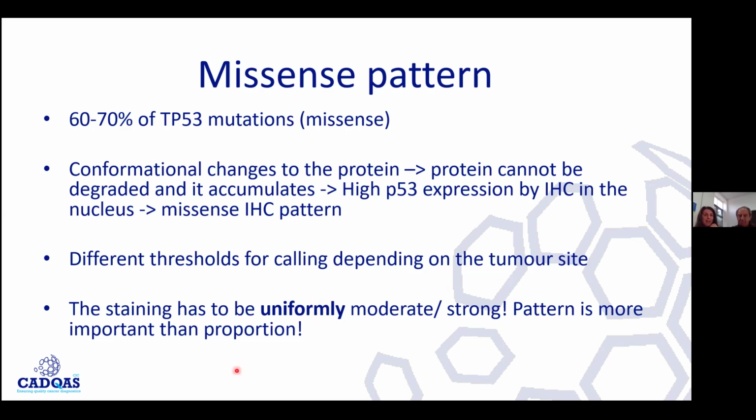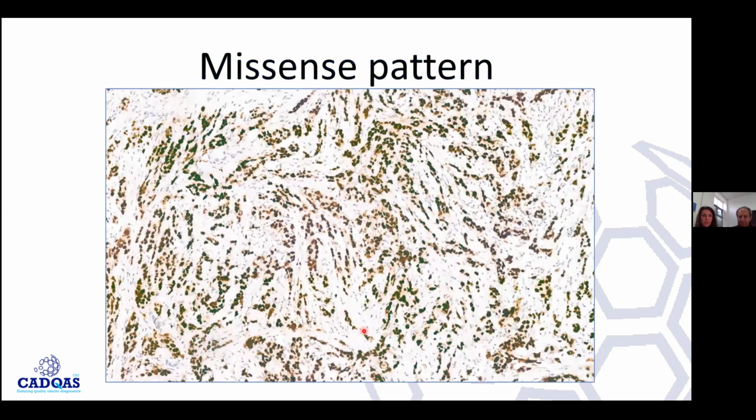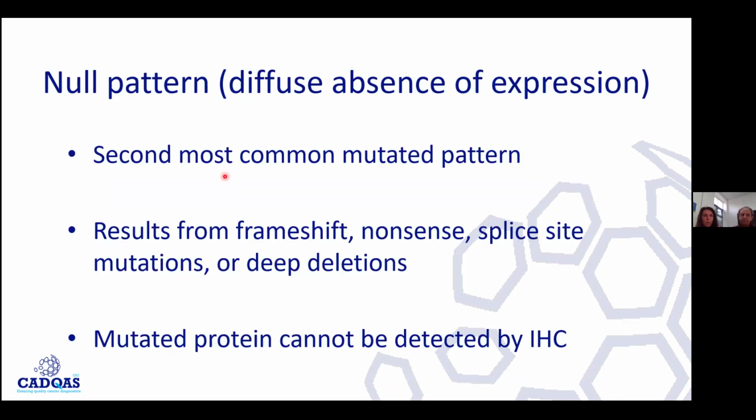the uniformity of staining, whether it's moderate to strong, is very important to recognize this pattern. So this is actually a breast cancer, just to introduce the idea that it's not only ovarian or endometrial or gastric cancer, that actually metastasized, and it was almost misdiagnosed as an ovarian primary. But the primary tumor had a P53 mutation. It had a missense pattern.